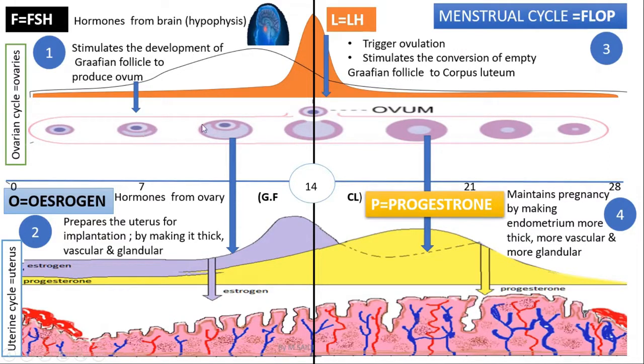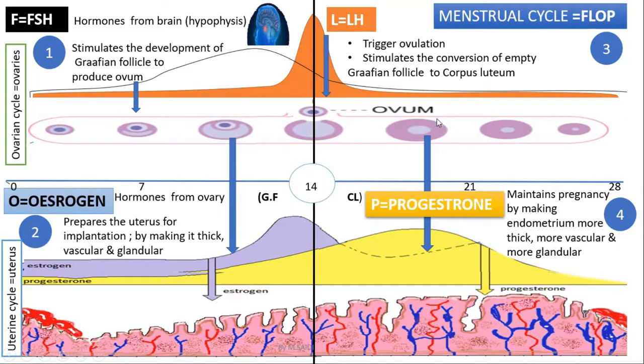The Graafian follicle, yes, produces what you call estrogen. Estrogen prepares the uterus for implantation by making it thicker, vesicular, and granular. Now the moment the uterus has been prepared, it's on day 14. Ovulation occurs under the influence of luteinizing hormone. It also stimulates the conversion of the empty Graafian follicle to corpus luteum.